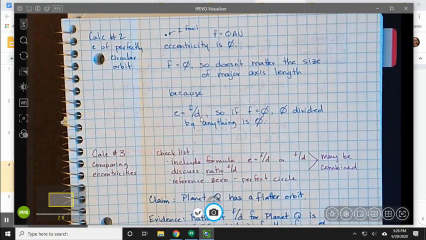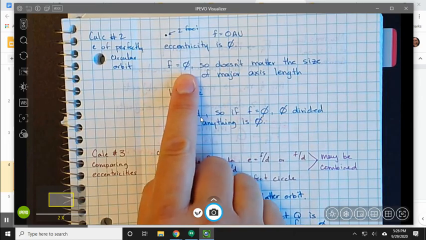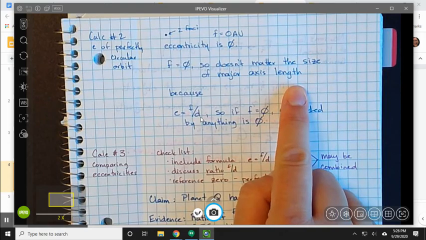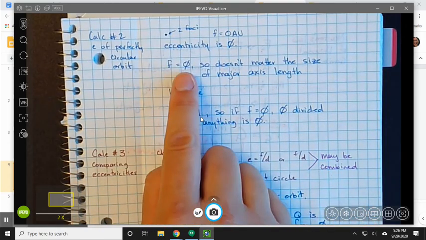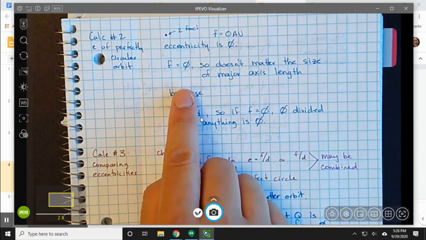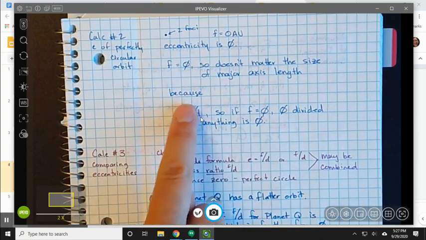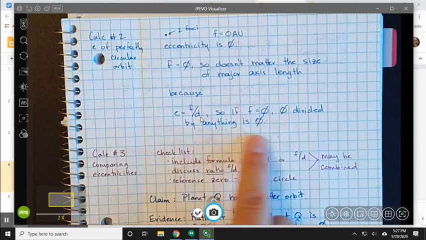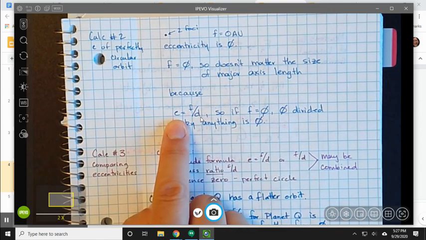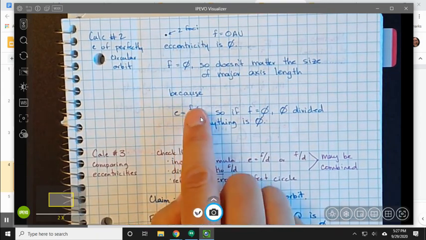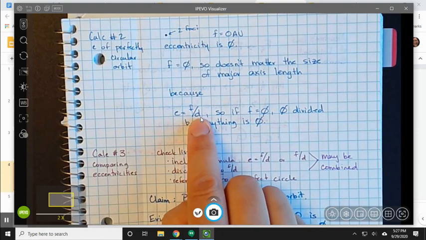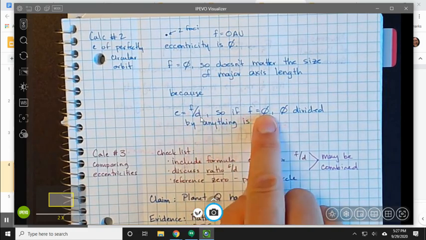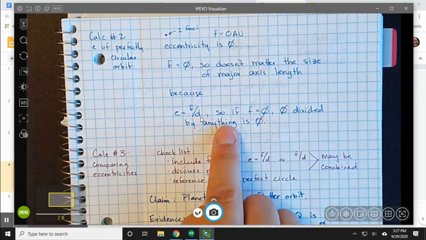Well, why is that? If F is 0, it's not going to matter what the size of the major axis length is, because anytime you have a 0, it doesn't matter what you divide it by, you're always going to get 0. And that's our reasoning. So this is kind of like our claim, our evidence, and then our reasoning. Because if we look at the eccentricity is equal to the distance between the foci divided by the major axis length, if we have F equals 0, 0 divided by anything is 0.